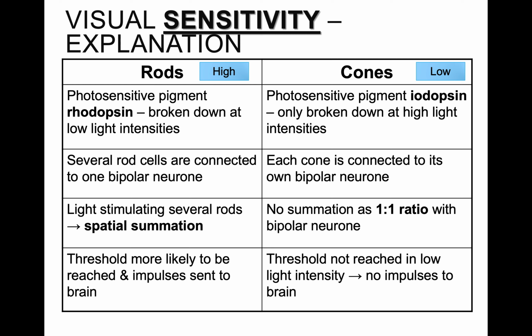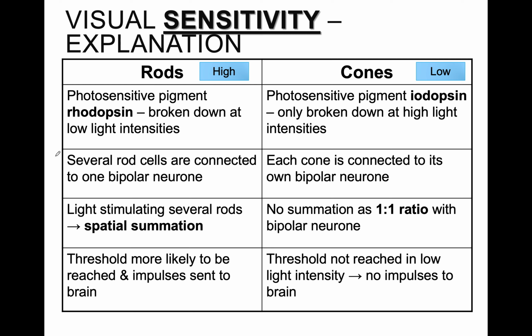The cones contain one of 3 iodopsin pigments. So there is a red sensitive iodopsin, a green sensitive iodopsin, and a blue sensitive iodopsin. All of those require much higher light intensities to break them down, and therefore they contribute to the low visual sensitivity of the cones. So this top row is additional to what I explained earlier on, but it can be useful and is true.